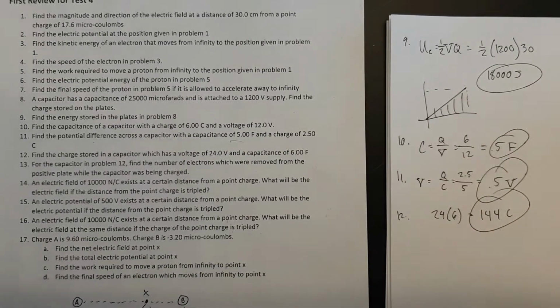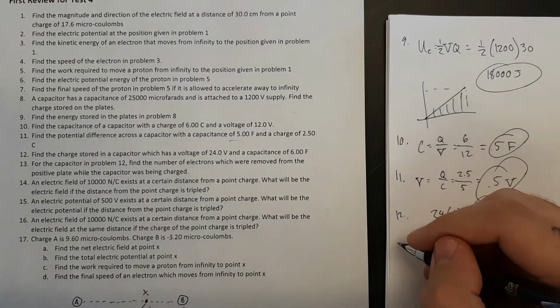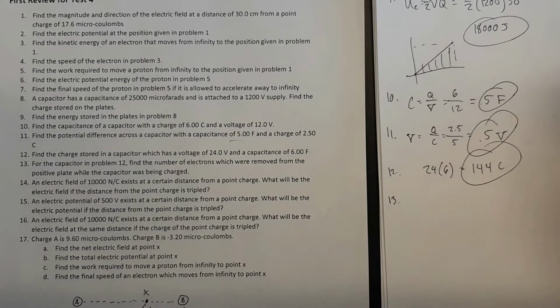For the capacitor in problem 12, find the number of electrons which were removed from the positive plate while the capacitor was being charged. All right, so we've got this much charge here. Each electron has a charge of 1.6 times 10 to the negative 19th.